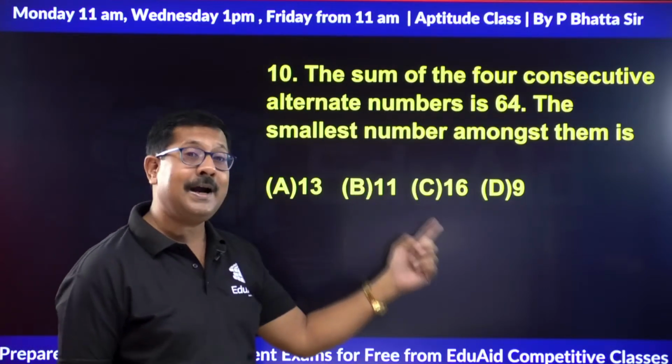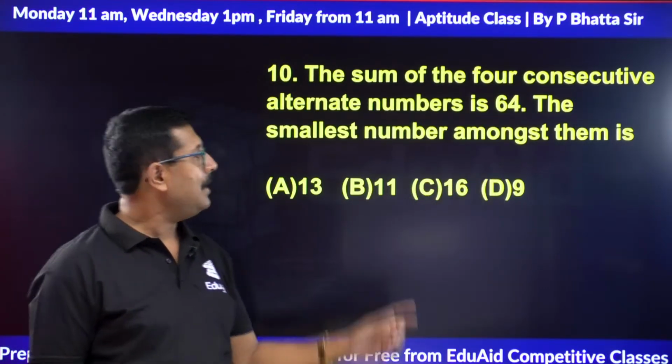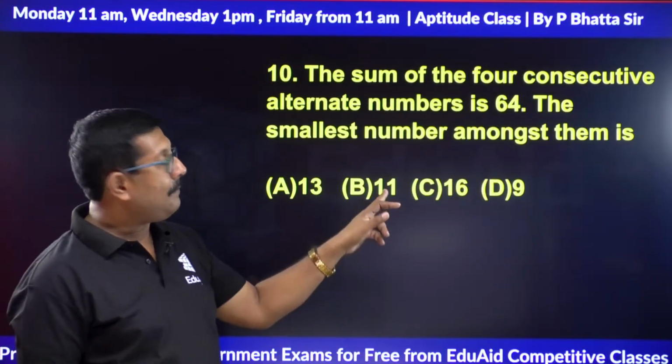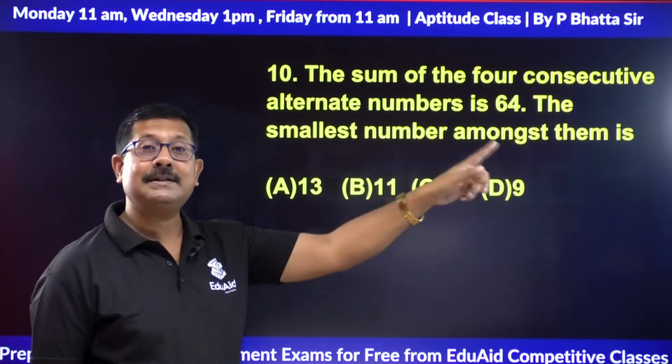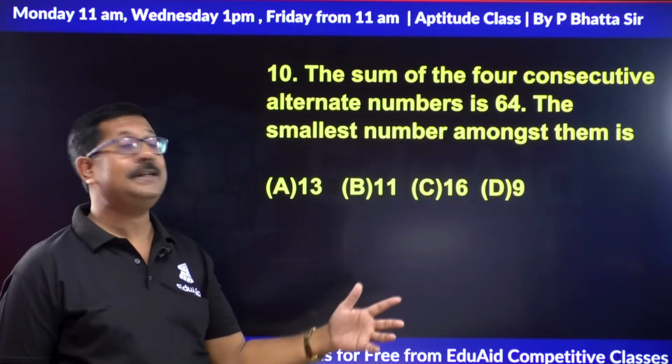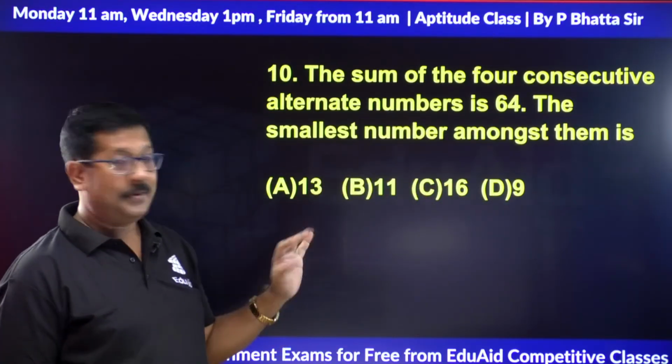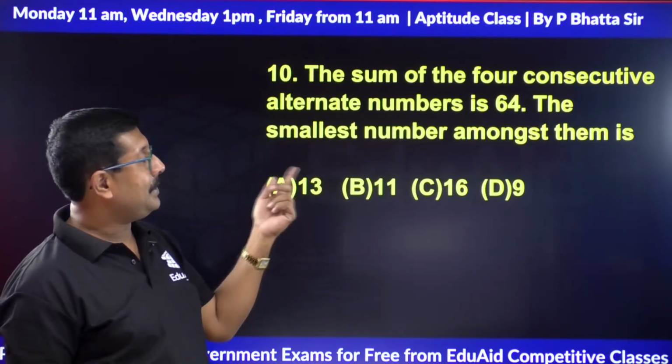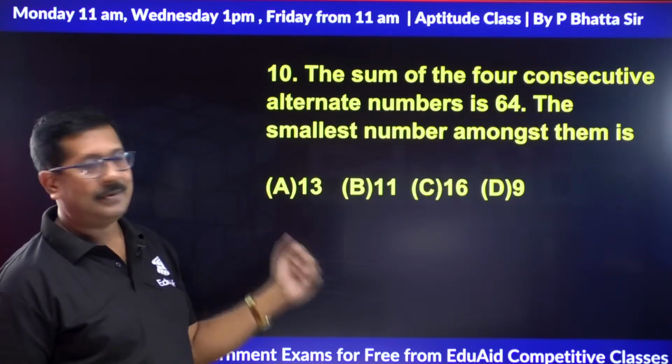If I take 11, 13, 15, 17: 10 4s are 40, 1 plus 3 is 4, plus 5 is 9, plus 7 is 16, 40 plus 16 is 56, not 64.